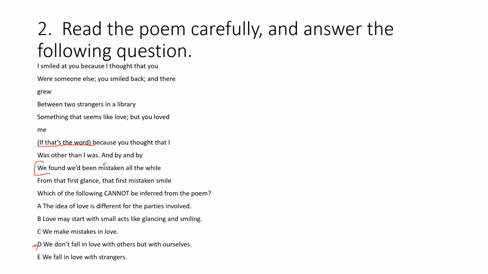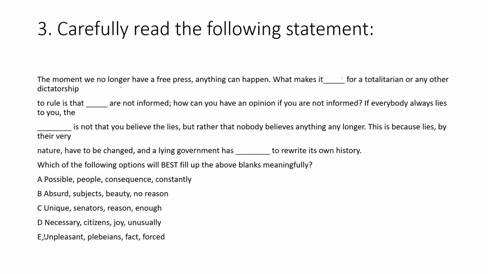That's very clearly given in the first part, because when it says between two strangers, that means there are two people who are strange to each other. They are strangers and they still fell in love with each other. So the answer here for the second question is option D. Let's move to the third question.